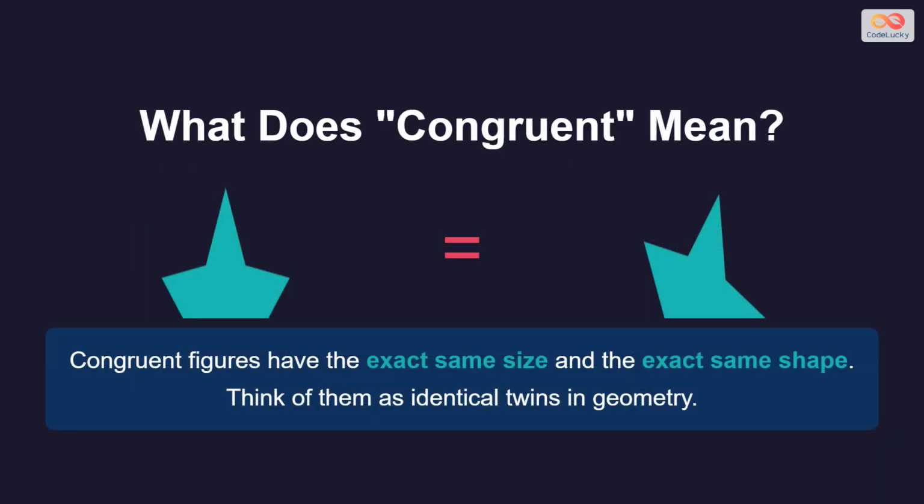First, let's talk about the word congruent. In geometry, it's a fancy way of saying two shapes are identical. They have the exact same size and the exact same shape. Even if one is rotated or flipped, its core properties remain the same, just like identical twins.